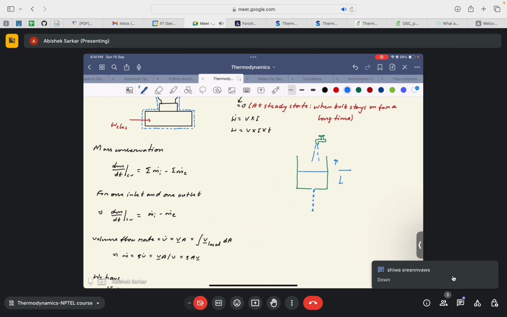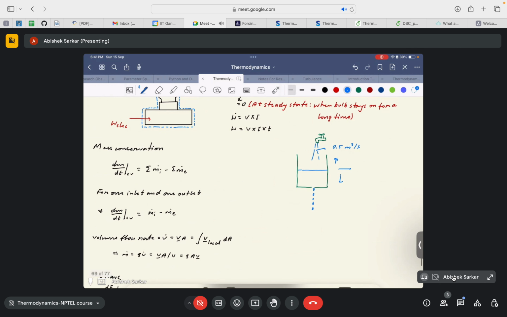Okay, see, take this fact into consideration that the flow rate from the tap is, just to give an example, 0.5 meter cube per second. It's a very random value, okay? Just don't take it very seriously. Don't take it to be the actual value of the flow rate from a tap in any bathroom or anywhere.